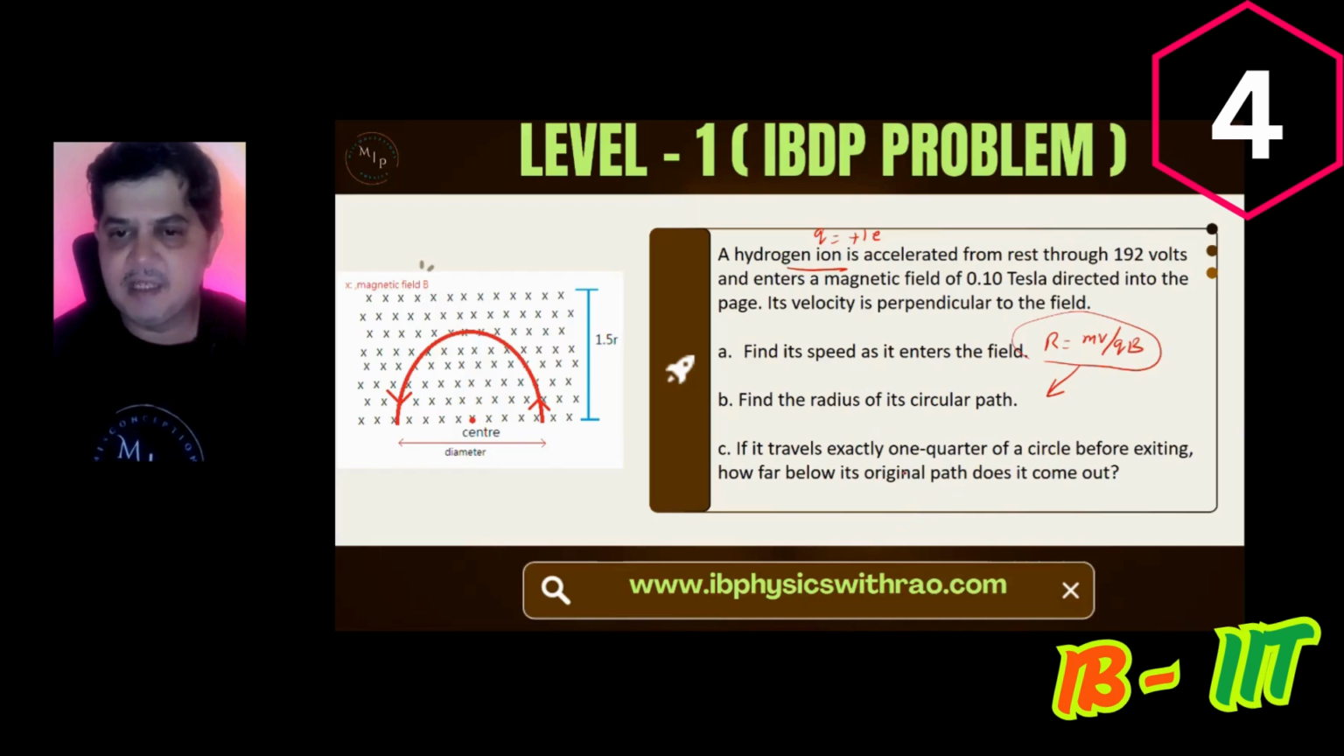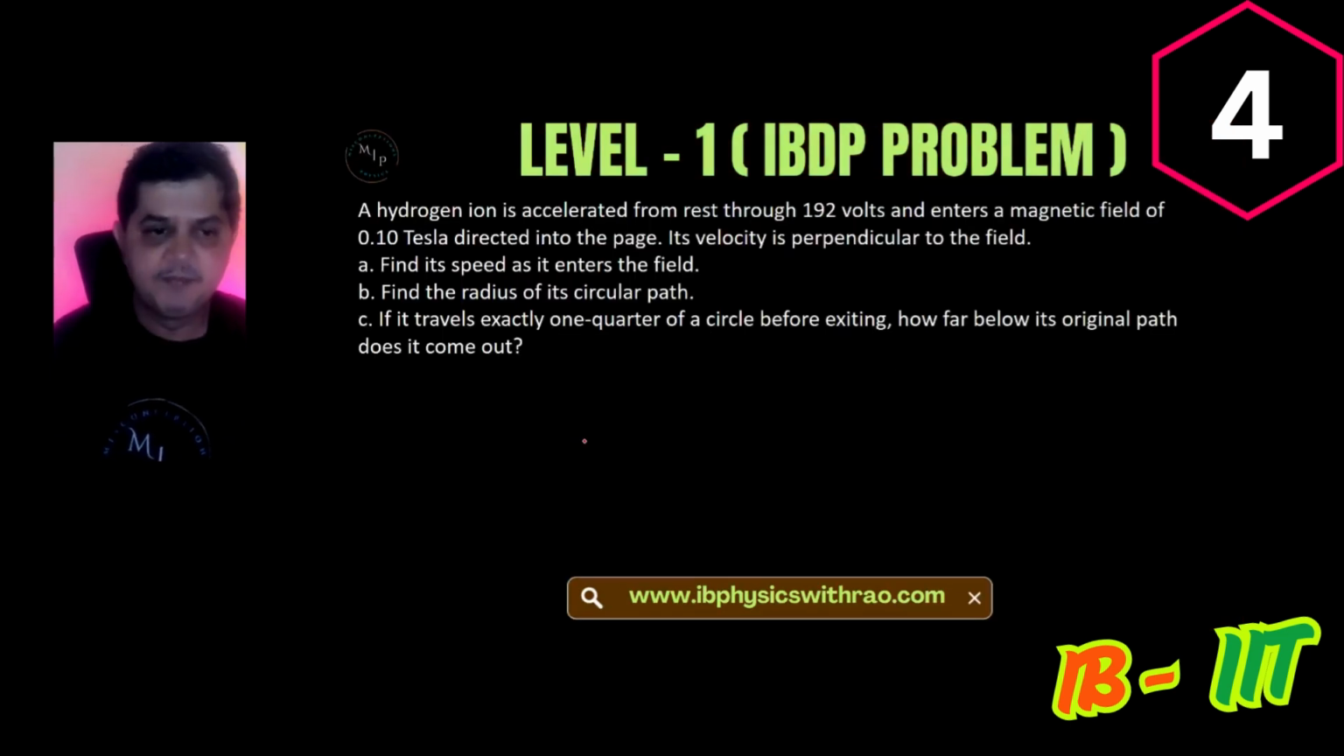If it travels exactly 1/4 of a circle before exiting, how far below its original path does it come out? So, how far below its original path? Let us address one by one. Let me go to the next slide. Let me change my pen color.